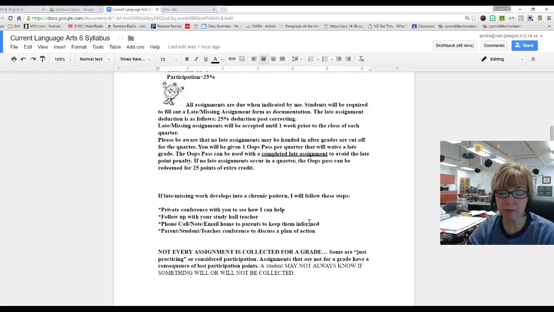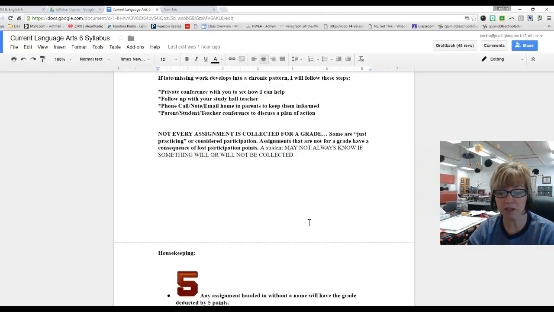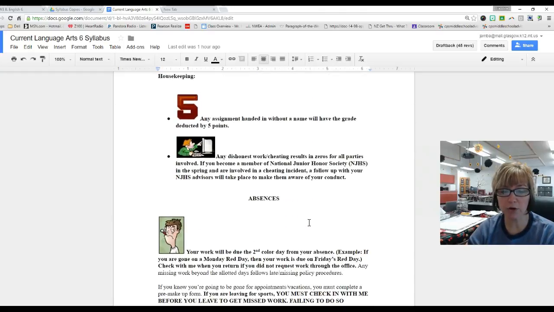We want to make sure that some are just practicing or considered participation. You may not always know if something is collected for a grade immediately or not. If you turn in an assignment without a name, 5 points are deducted. Any dishonest work or cheating results in zeros for all parties. In addition, if you become a member of National Junior Honor Society in the spring and you're involved in a cheating incident, I follow up with your NJHS advisors.